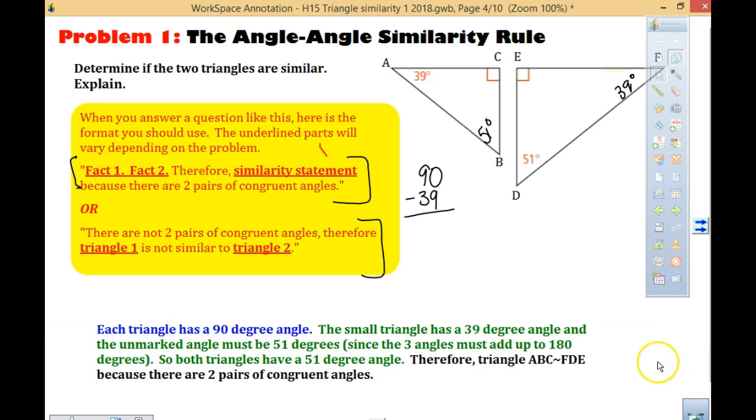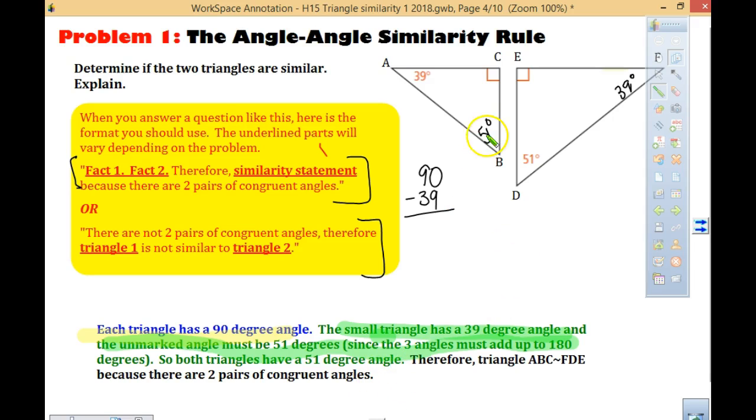The small triangle, these are my facts, remember, okay? This is my first fact. Each triangle has a 90-degree angle. My second fact, the small triangle has a 39-degree angle, and the unmarked angle must be 51 because all three angles in a triangle have to add to 180.